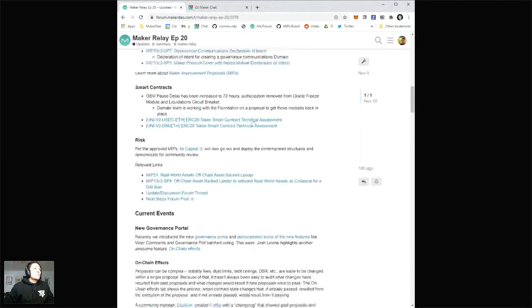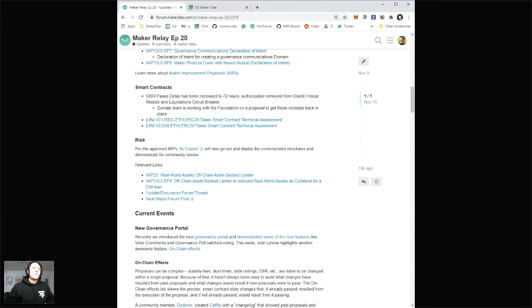All right, cool. So some quick updates from smart contracts. The GSM pause delay has been increased to 72 hours, meaning if a vote passes, that affects a change in the system, it will only come into effect in 72 hours. This is in order to be able to stop a potential malicious governance action that might harm the system.